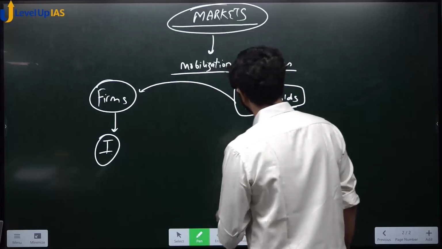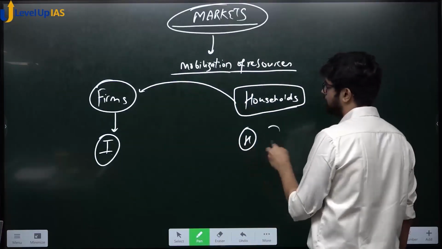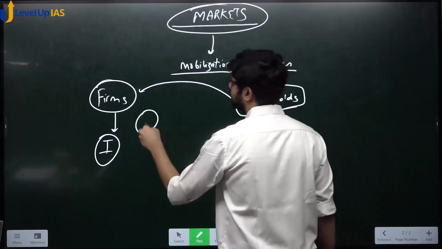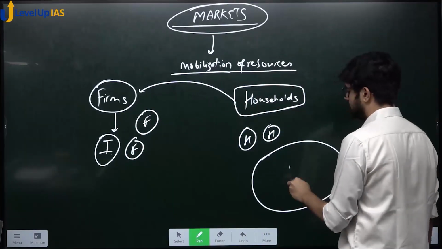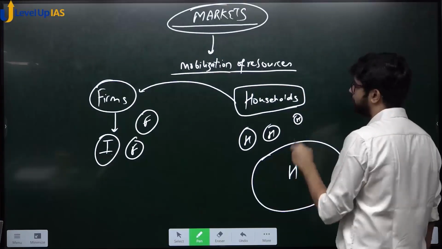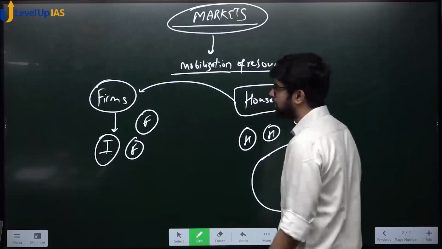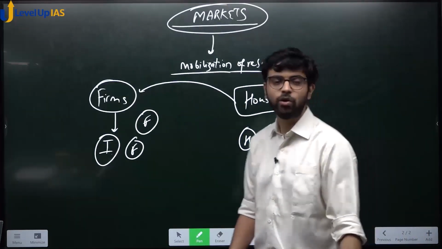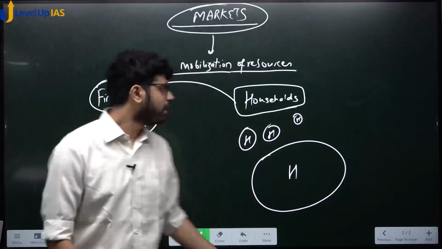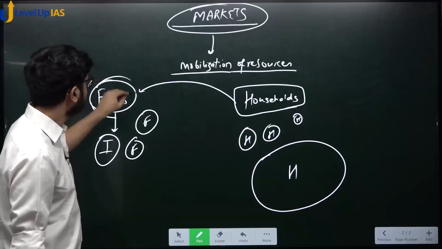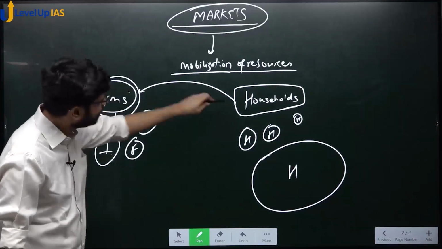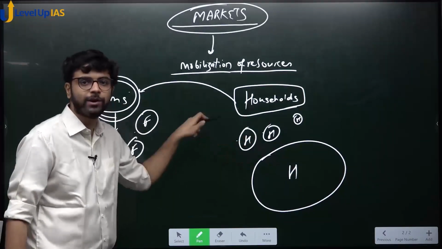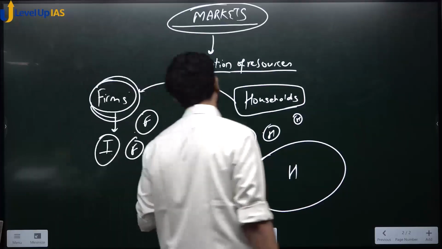Okay? Now, there are various households and there are various firms. There are big households, there are small households. There are big firms, there are small firms. So to organize the buying and selling, what do you think? This is a big firm, it needs more money. This is a small firm, it needs less money. So will this firm ask everyone, how much money do you have, how much can you give me? It won't ask. So that is why we have established a market.